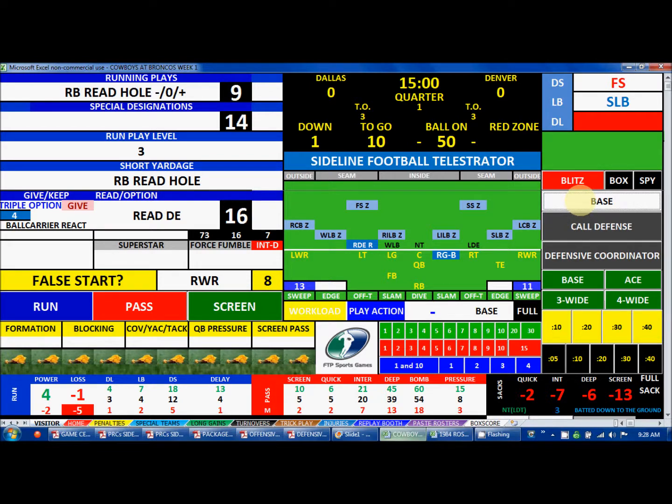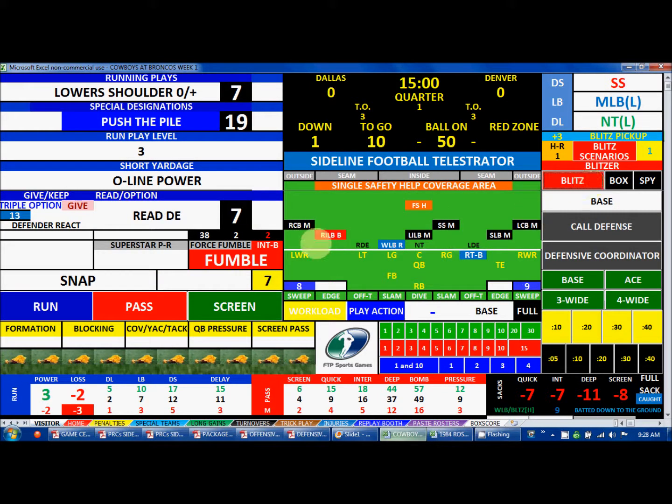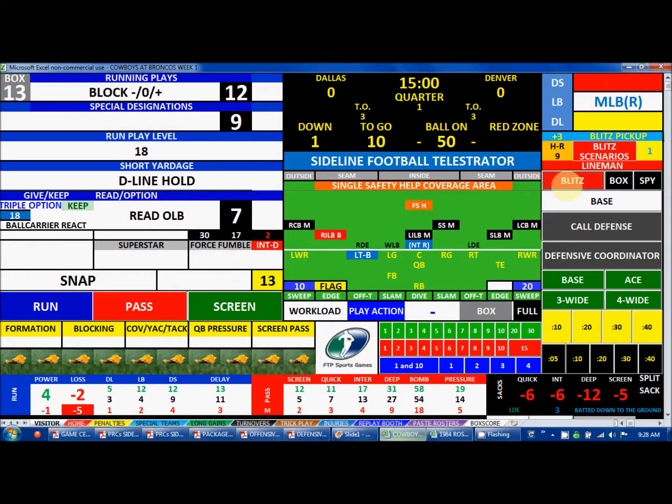This is just an instructional video on what you see on your screen and how that pertains to the game itself. When a blitz is called, you'll see that the blitzing player is highlighted in red. Let's see if there's more.